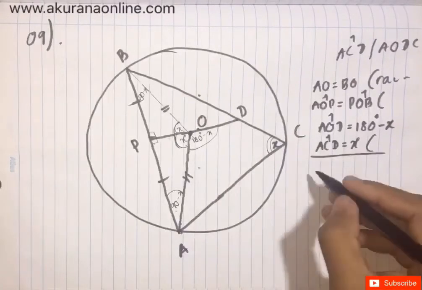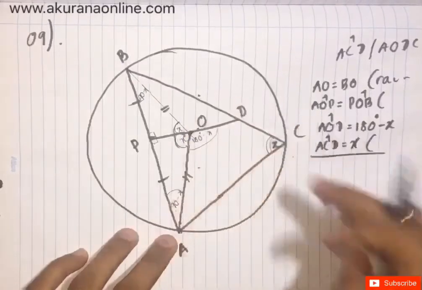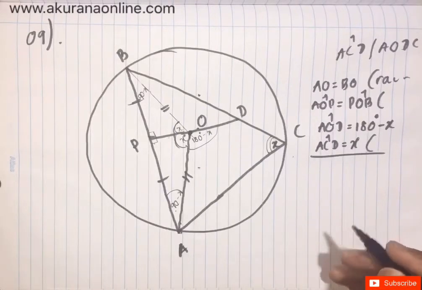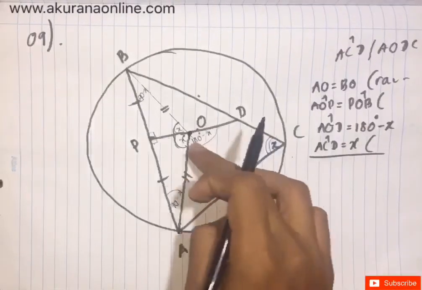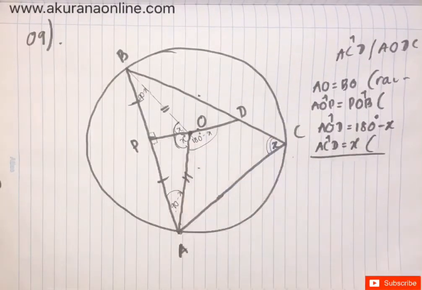Now you have to prove that AODC is a cyclic quadrilateral. Yes, you have to prove that it is a cyclic quadrilateral. How do you prove it? You can show it this way. In a cyclic quadrilateral, if you add the opposite angles, the sum should be supplementary. It should be equal to 180.